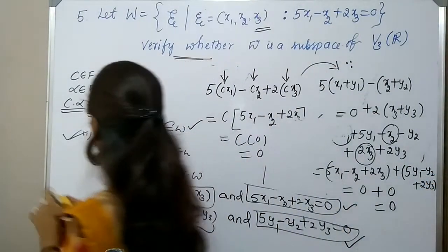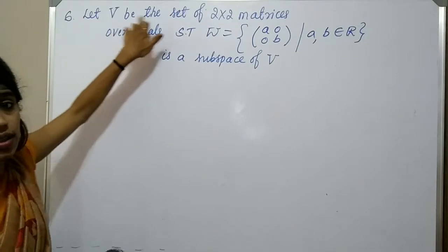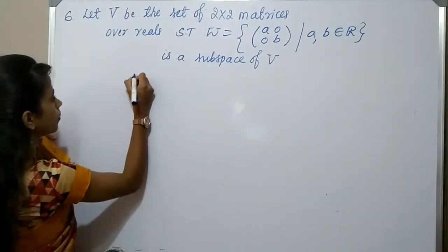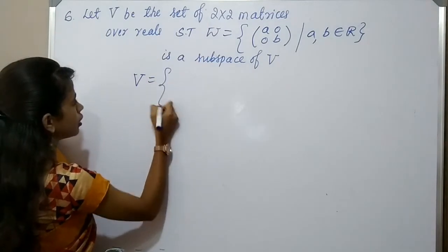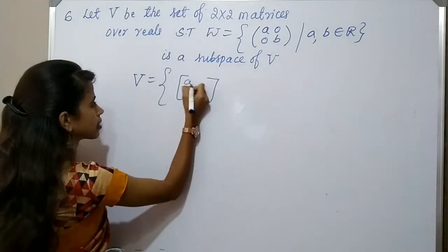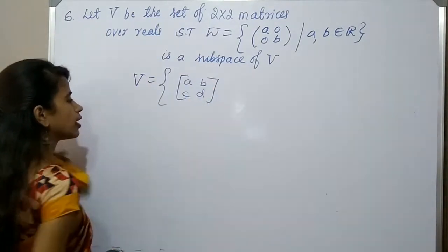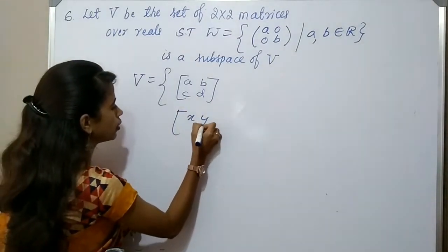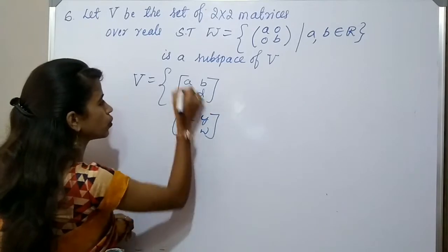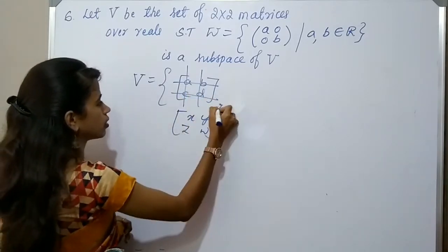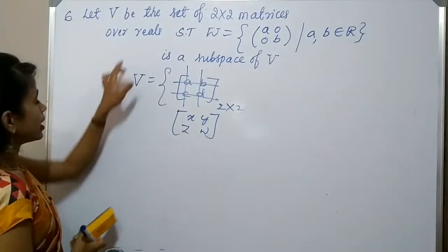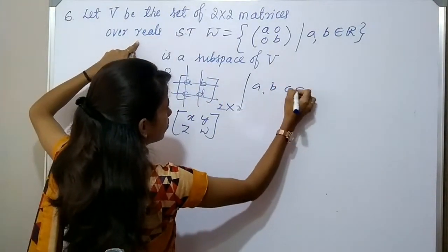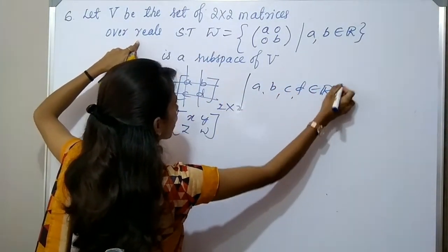Okay. So next question. V is the set of all 2 by 2 matrices. That is, say, A, B, C, D. You can take X, Y, Z, W. This is the set of all 2 by 2 matrices, meaning 2 rows, 2 columns. So that is V. Over the reals, meaning A, B, C, D belong to R.